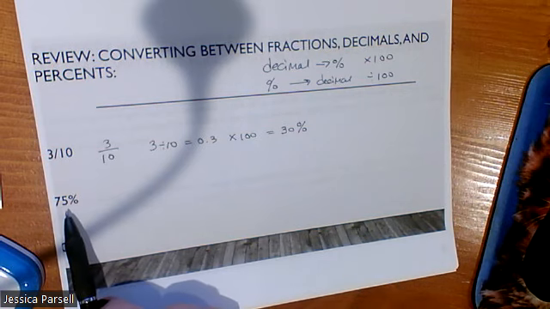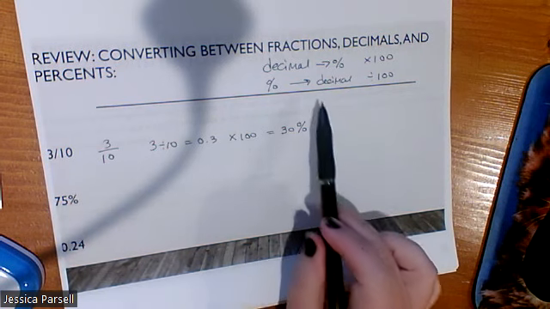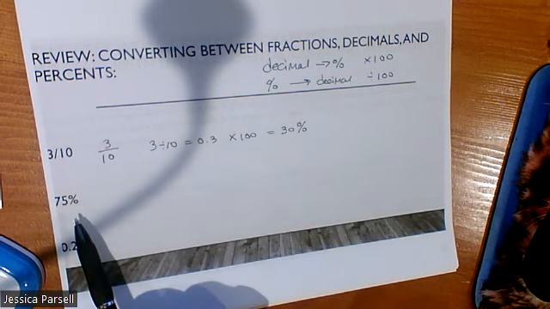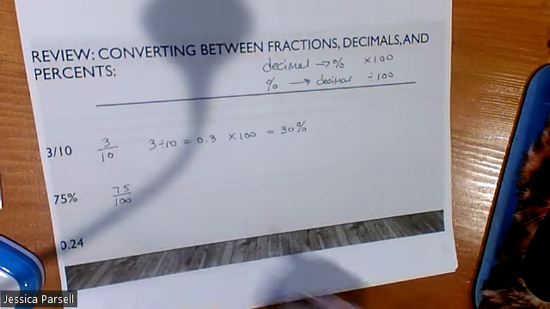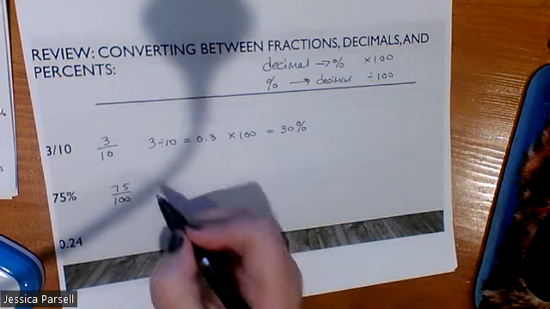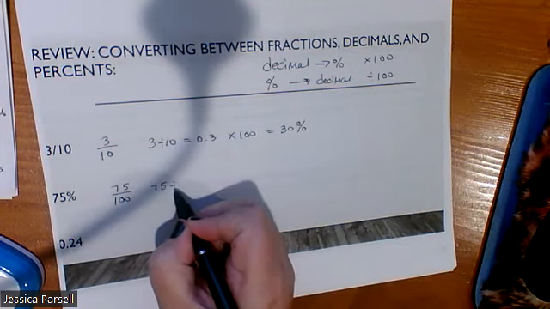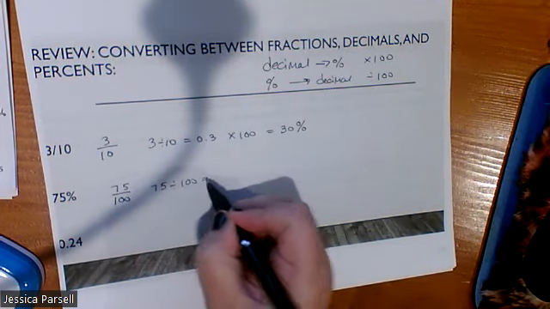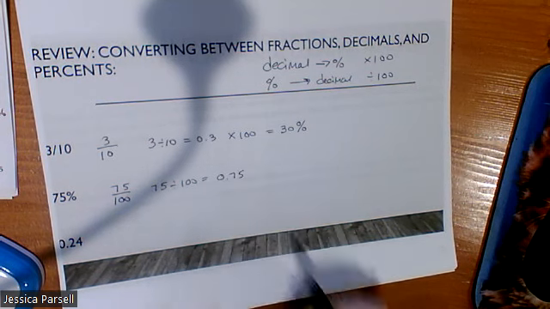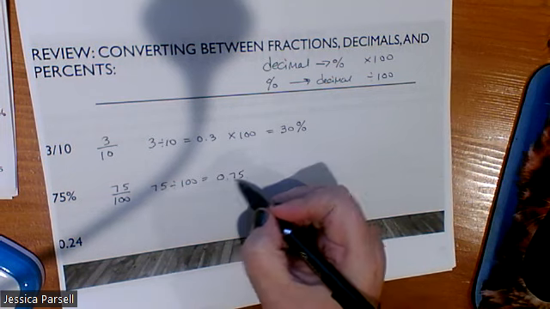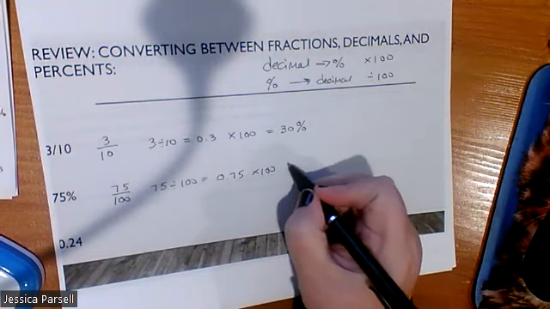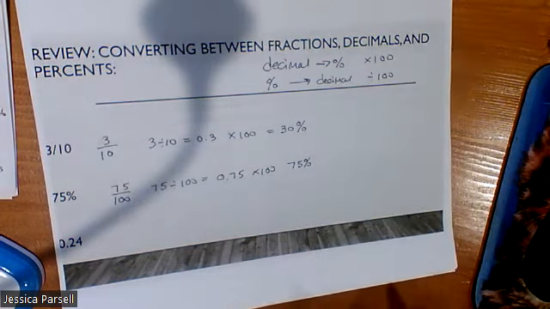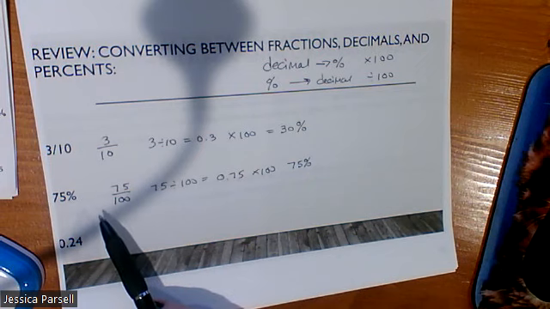75 is already sitting in a percent format. We could convert it right to a decimal by dividing by 100. So let's try that. 75 divided by 100. If we put that in our calculator, you should get 0.75. If you want to now, you could multiply your decimal times 100. Let's go decimal to percent. We could put it back into 75%, which seems kind of silly since that's where we started.